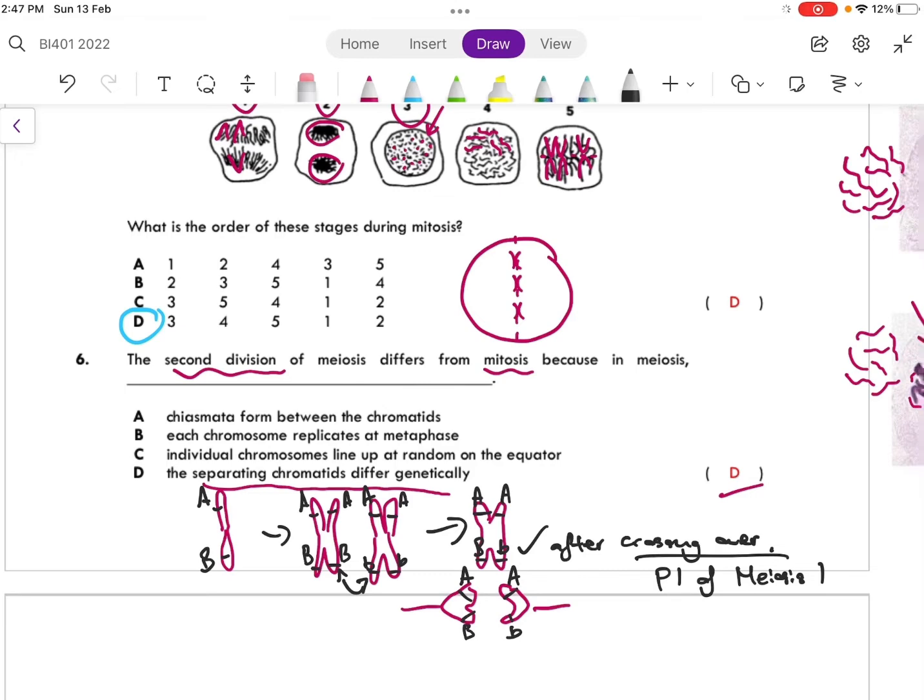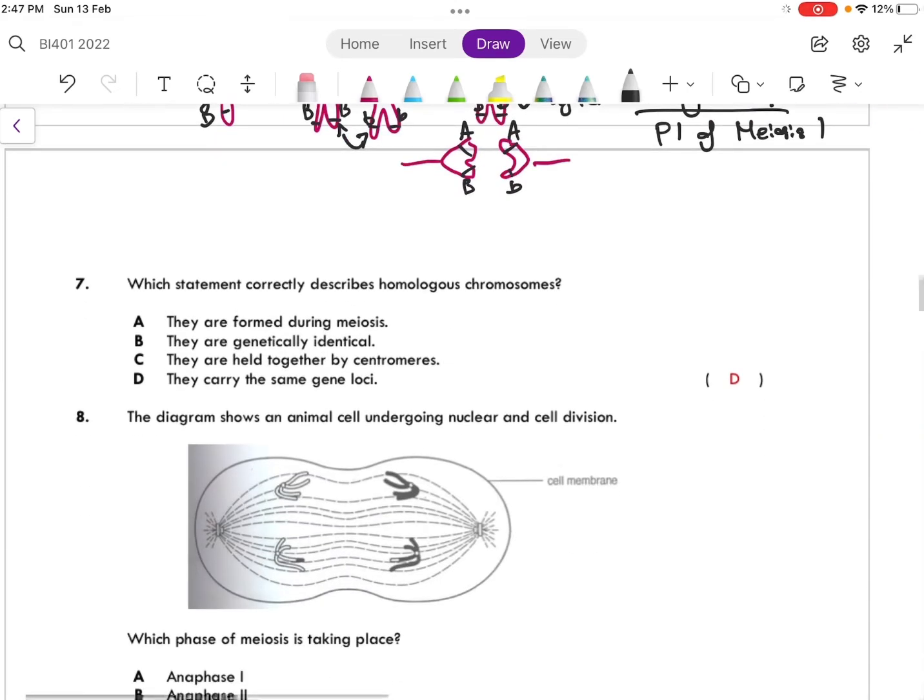Okay, so that's question 6. Next, which statement correctly describes homologous chromosomes? The answer here is D, right? They carry the same gene loci. Gene loci means the location of the gene.